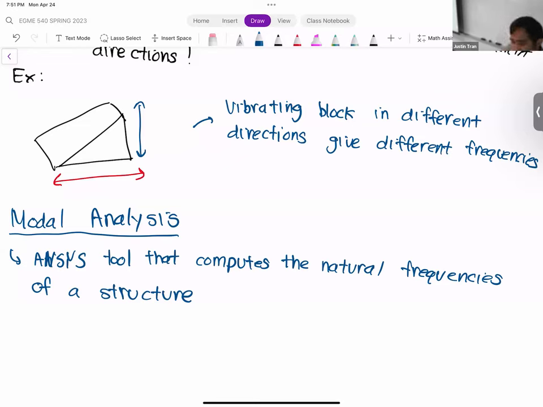Compared to all the other analyses that we've done, modal analysis is probably the simplest. Basically the only main output from modal analysis is just a list of frequencies.